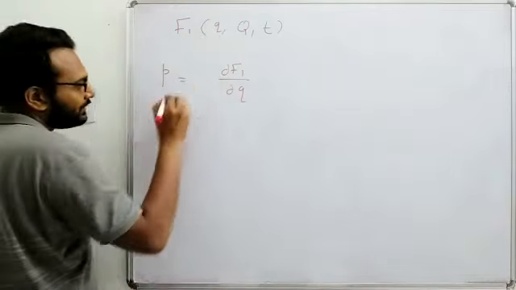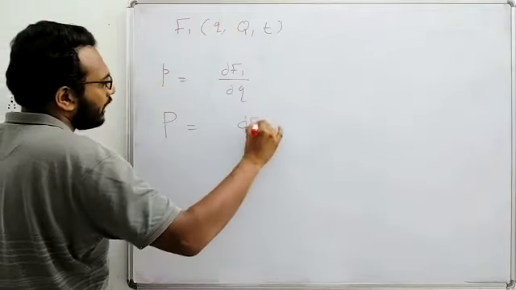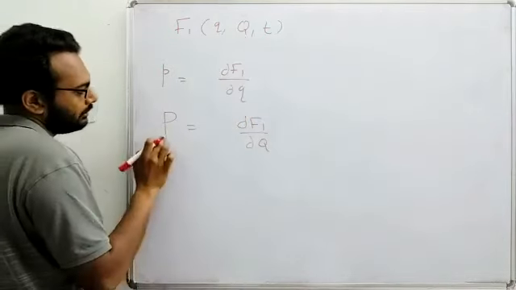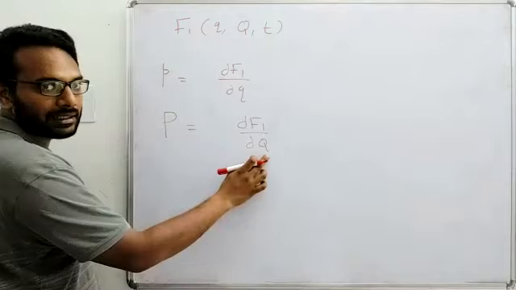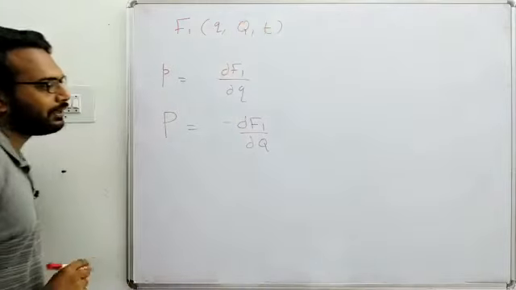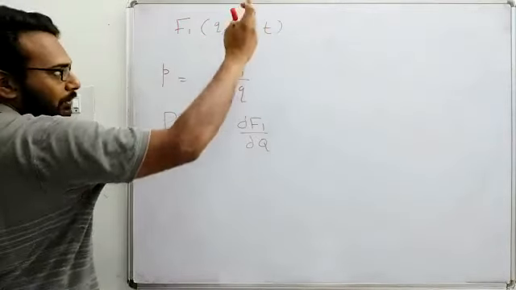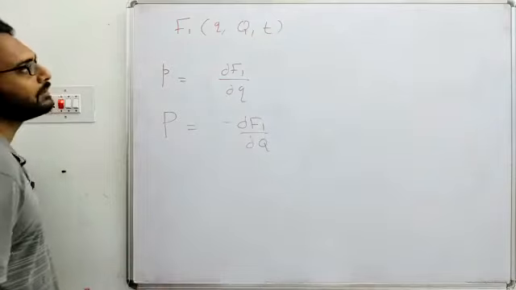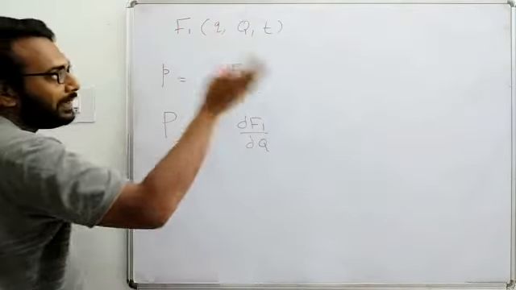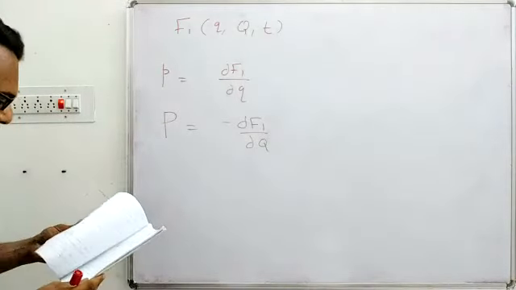Now for the second one, capital P is equal to minus dou F1 by dou capital Q. Capital P and capital Q are always related, but here Q is in the second position, so there is an extra minus sign. So if q is in the first position or p is in the second position, don't put any minus sign, it's all plus. But if q is in the second position, you put a minus sign, or if p is in the first position, you give a minus sign. That's easy to remember, isn't it?